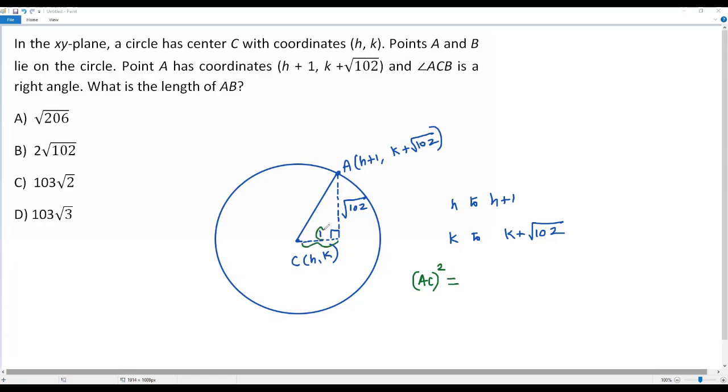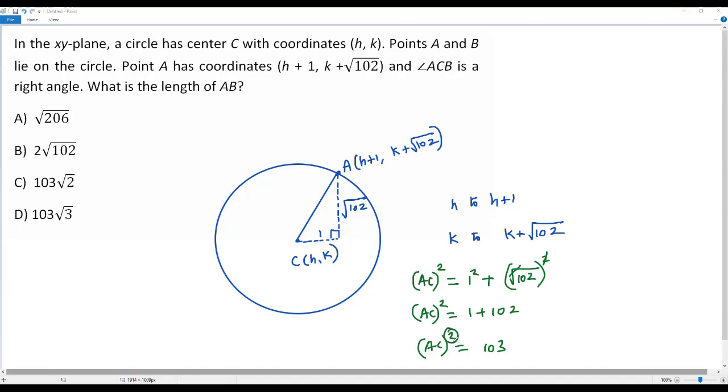The length of this leg is 1, so 1 squared is positive 1. The length of this leg is square root of 102, so we get square root of 102, the whole squared. Here the square and square root will cancel out. Then I'm getting AC squared equals 1 squared, which is just 1, plus 102. So AC squared equals 1 plus 102, which is 103.